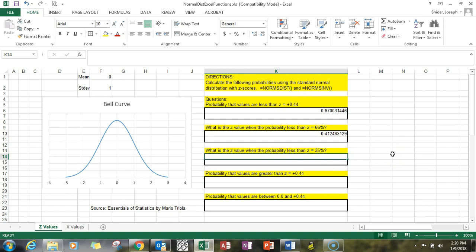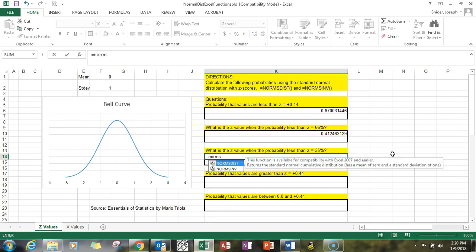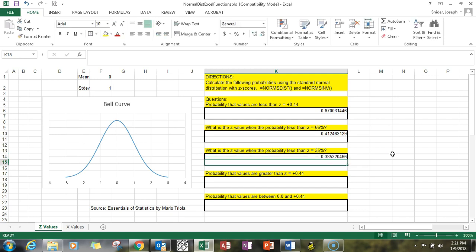The next one, it says, what's a Z value? So we're going to end up using the INV function, equals NormSINV. The probability is 0.35. We're still dealing with less than, so we haven't done a greater than yet. So let's think, why is that negative? The probability being 35% is somewhere over in here. Okay, so it says it's negative 0.38, so that'd be right about in here. So it's going to be on the negative side, so that makes sense.